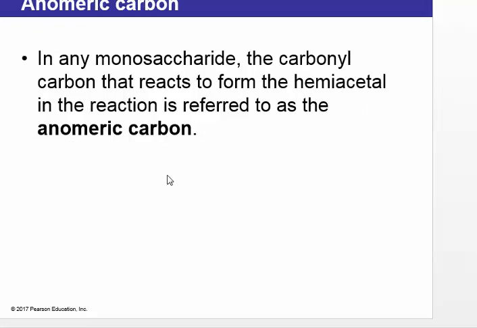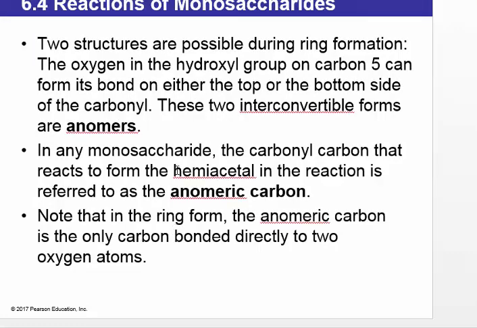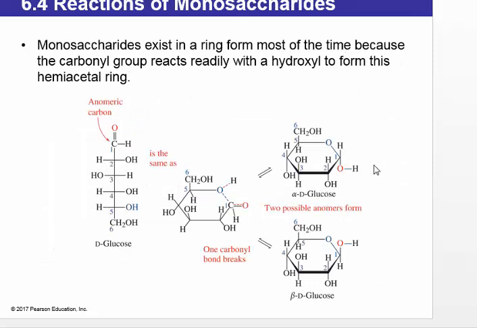So in any monosaccharide, the carbonyl carbon that reacts to form the hemiacetal bond is referred to as the anomeric carbon. And that hydroxyl group on the anomeric carbon, as we said, can be below the plane or above the plane. These two are known as anomers, and they are interconvertible.